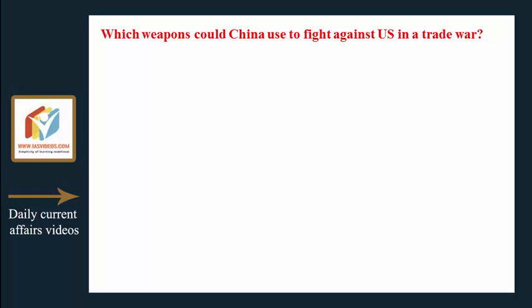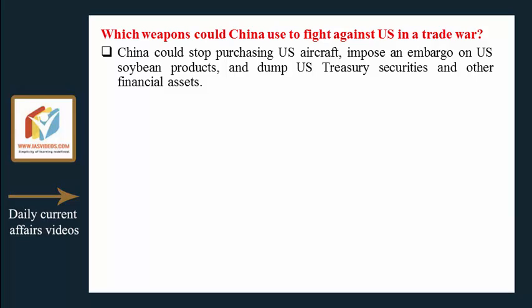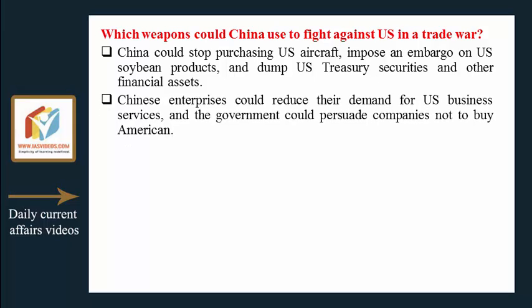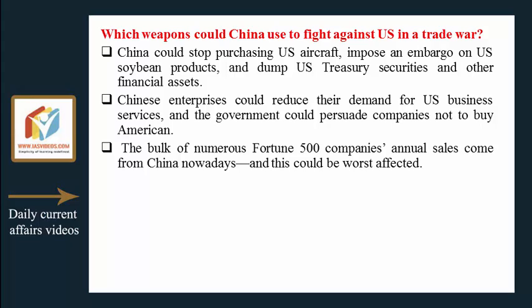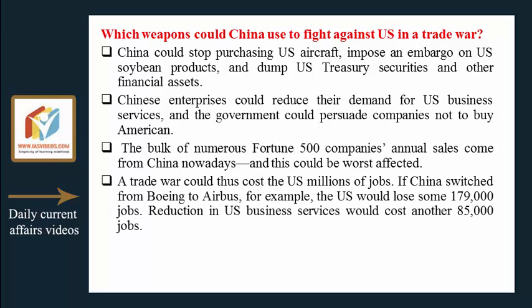Which weapons could China use to fight against the US in a trade war? China could stop purchasing US aircraft, impose an embargo on US soybean products, and dump US Treasury securities and other financial assets. Chinese enterprises could reduce their demand for US business services, and the government could persuade companies not to buy American. The bulk of numerous Fortune 500 companies' annual sales come from China nowadays, and this could be worse affected. A trade war could thus cost the US millions of jobs.